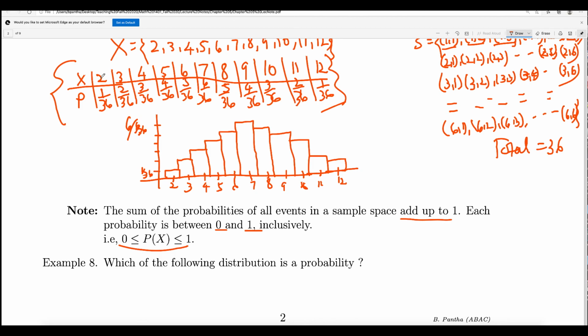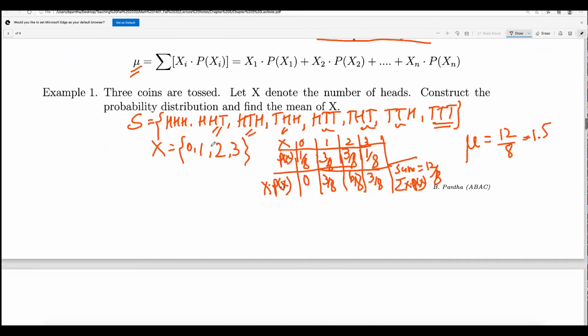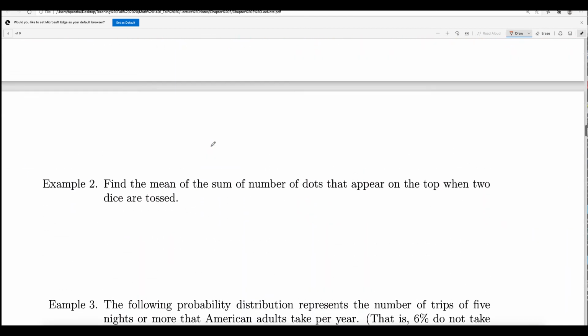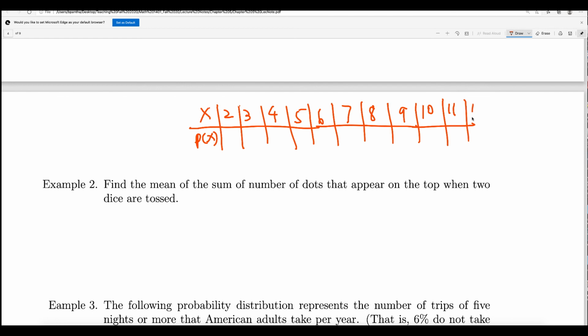To find the mean, what do you do? You need to multiply this with that, this with that, this with that, and so on. Let us do that. I don't want to write down all the outcomes, only the probability distribution table. So x, I'm just copying from that page, and there is px. So there were 2, 3, 4, 5, 6, 7, 8, 9, 10, 11, 12, right?